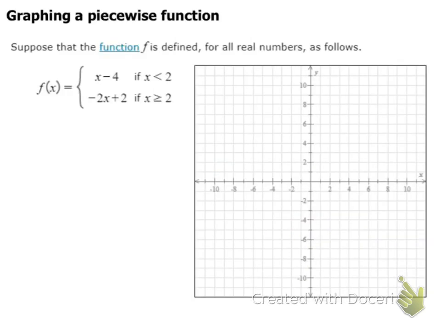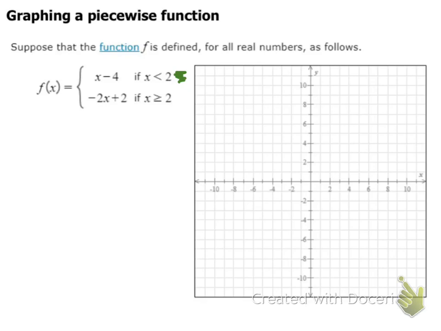Next, I'd like to look at graphing piecewise functions. So for a piecewise function, we may have a break in our graph. It just depends. We're going to start by looking at the first piece, and I'm going to draw some green there because that's the color we're going to use. If x is less than 2, then we're using x minus 4. We know that's the equation of a line, or you can graph it using points if you need to.